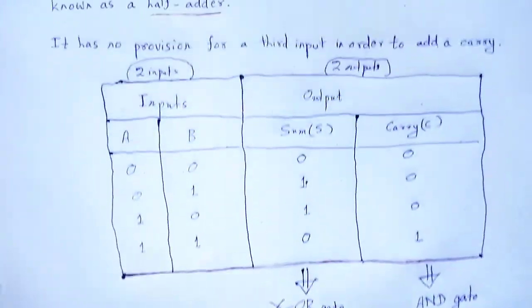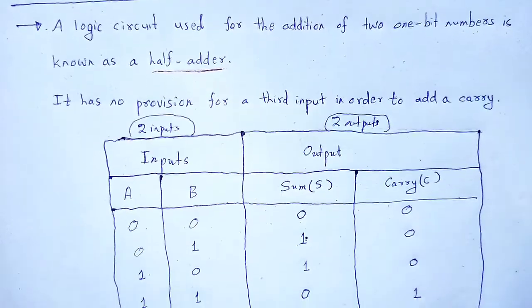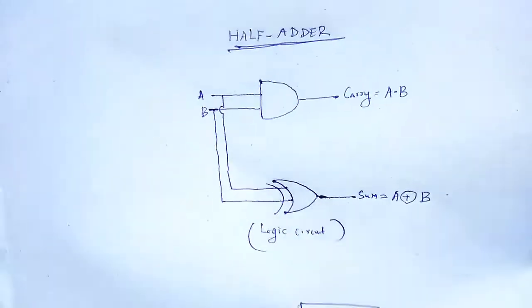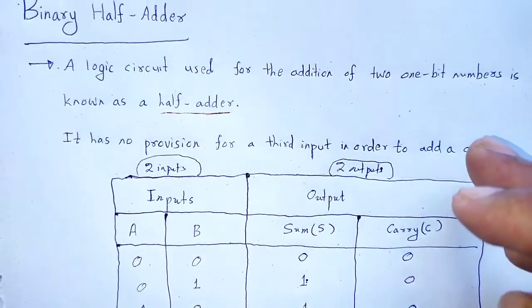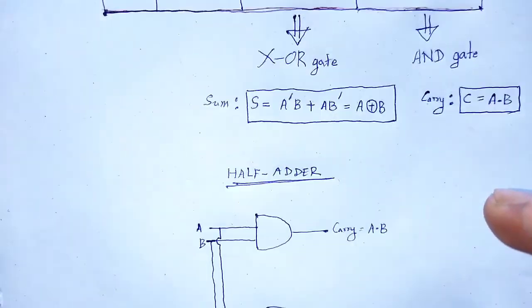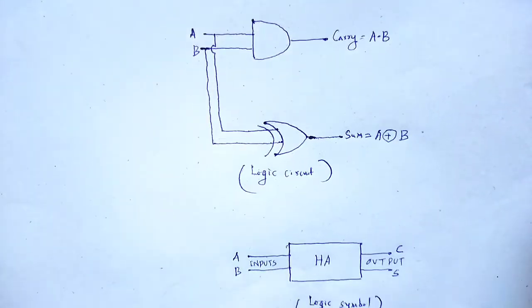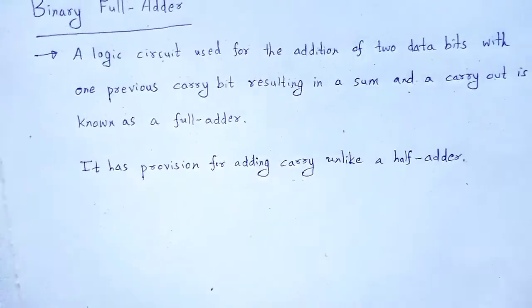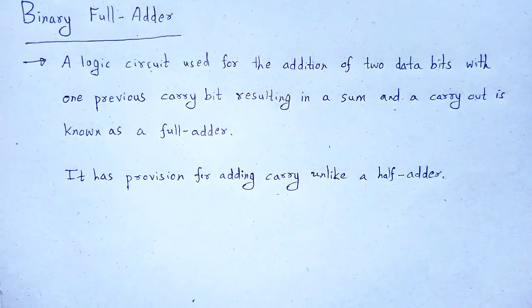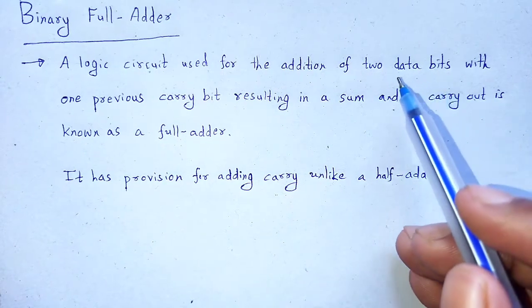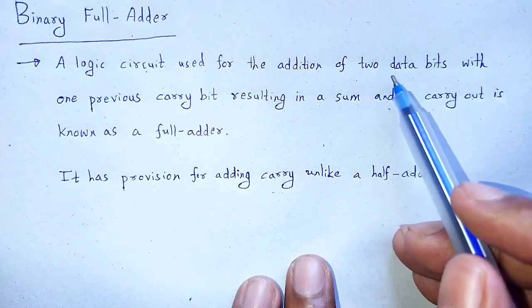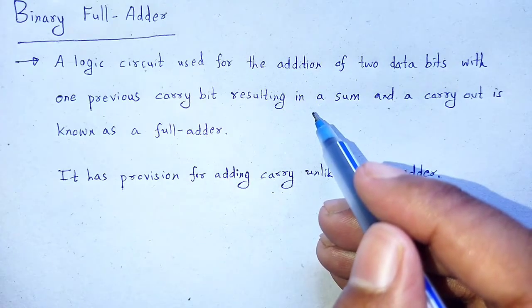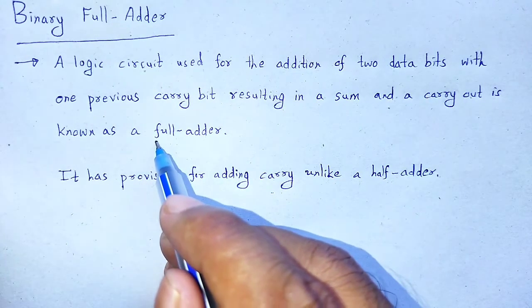It performs the addition of two 1-bit numbers. Since there is no provision for a third input, that kind of disadvantage can be solved by using a full adder, the binary full adder, a logic circuit basically used for addition of 2 data bits with one previous carry bit, resulting in a sum and a carry out, is known as a full adder.